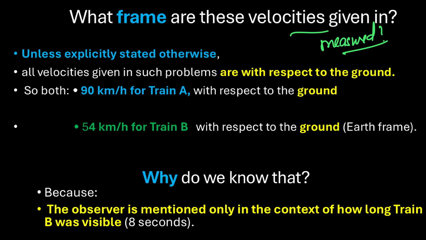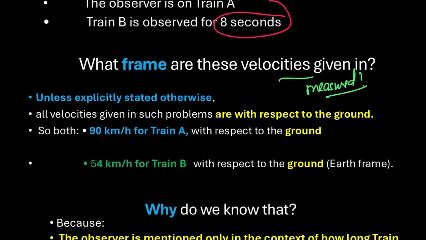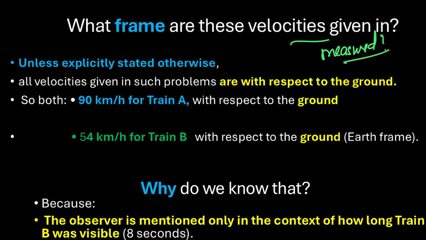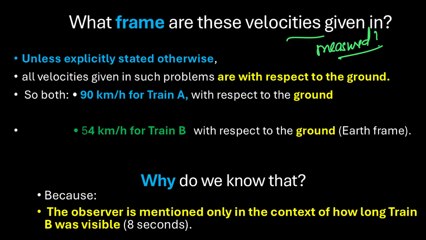Okay. So, velocity of train A is actually given to be 90 km per hour with respect to the ground. Velocity of train B is 54 km per hour with respect to the ground. Okay. So, in other words, there might be some questions which would give you ground or earth frame, right?